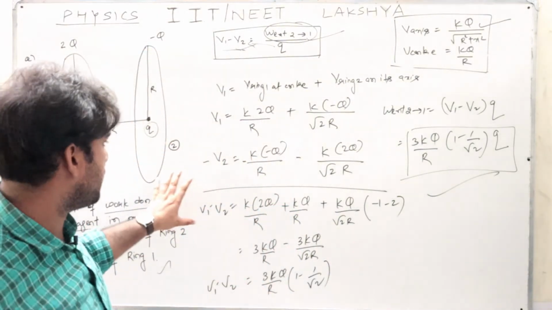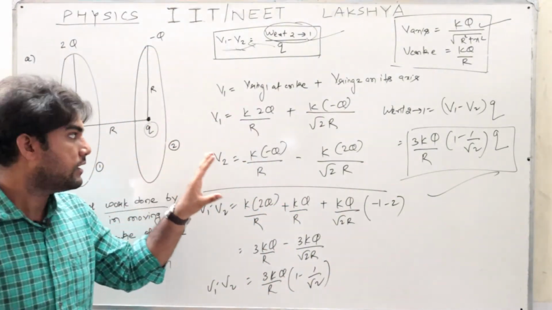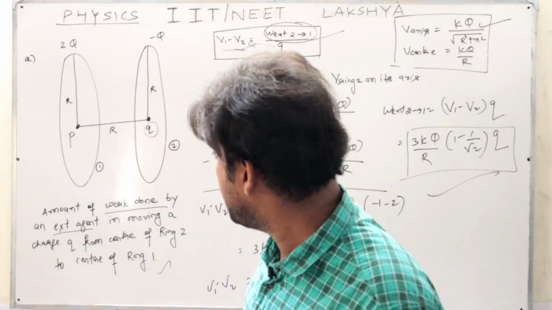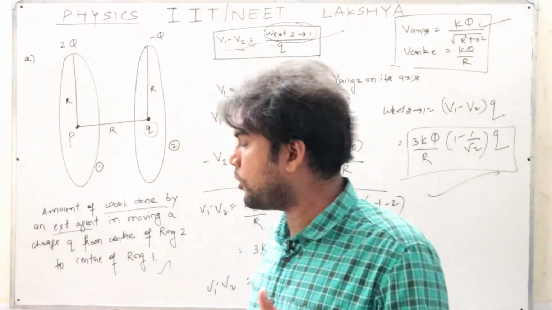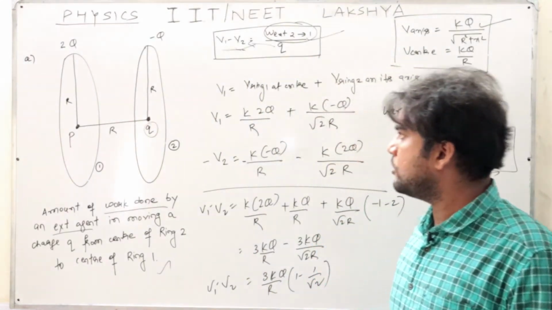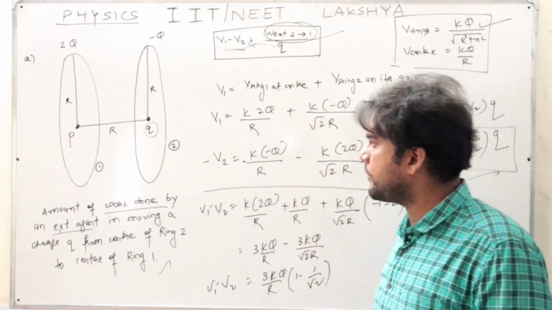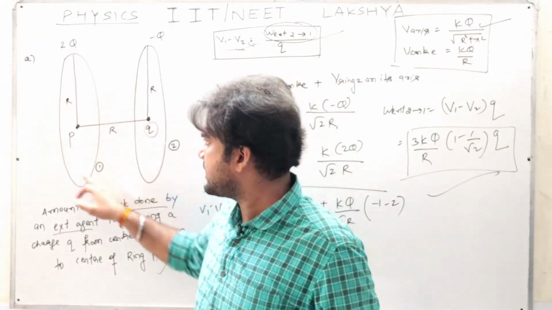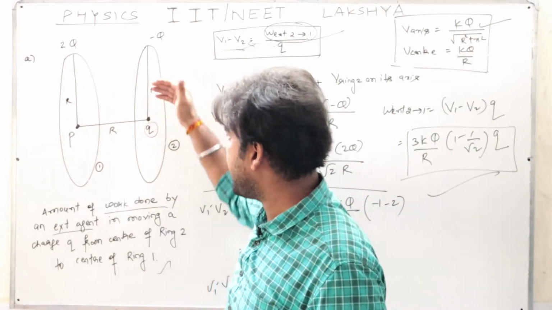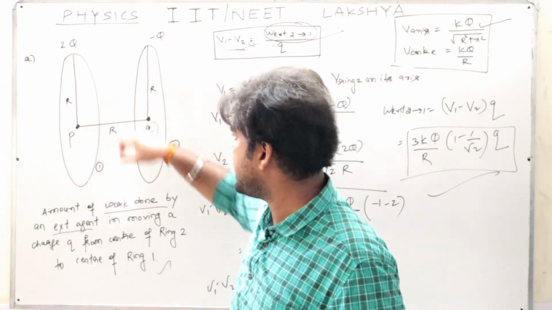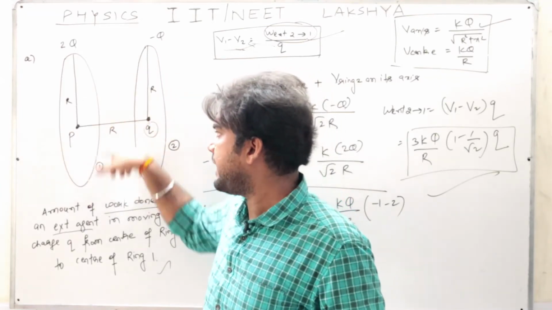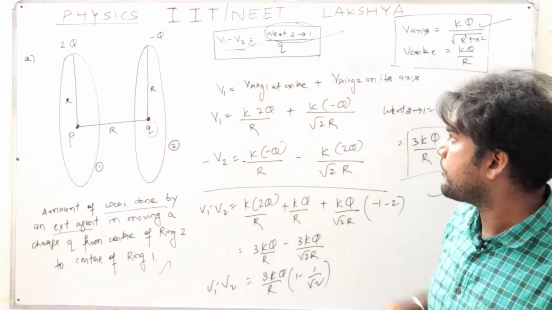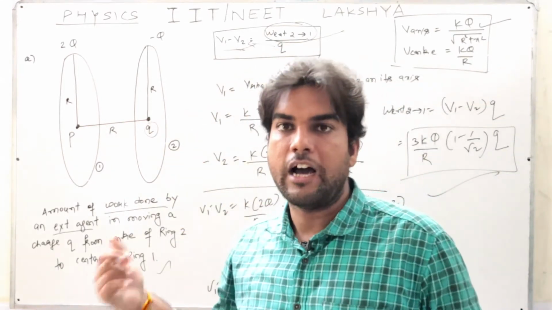So that was a good conceptual problem. I would put this question in the category of moderate to difficult problems, but highly conceptual. At this point, due to the center and due to the axis of the second ring. At this point, due to the center of this ring plus due to the axis of this ring. So that is what you have to do, and this is the formula for the difference of potentials. I hope it is clear to you.